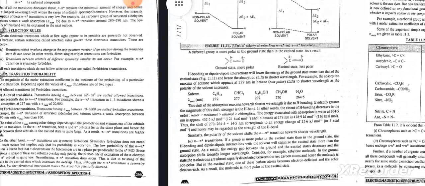Nevertheless, n to pi star transition does occur. This is due to the twisting of the molecule in the excited state, which increases the overlap. Thus, although the n to pi star transition is symmetry forbidden, the vibrational interaction makes the transition partially allowed.